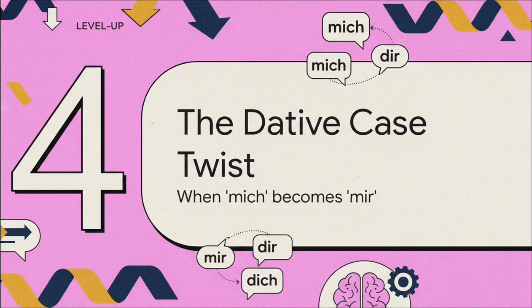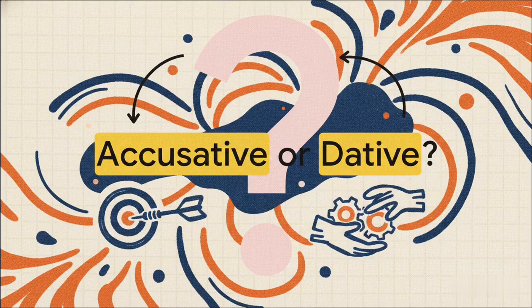Because so far, we've been using words like mich and dich, which are in the accusative case. But sometimes, you're going to see mir or dir pop up instead. And this, my friends, is the dative case twist. So what's the deal? How do you know when to use which one? When is it accusative and when is it dative?